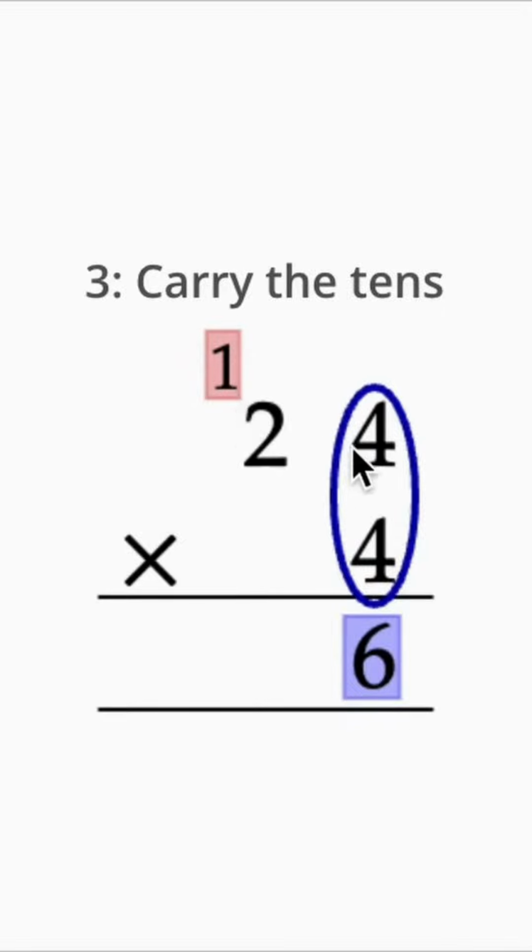You do exactly the same here. So 4 times 4 is 16. The 6 from the ones column goes underneath in the answer line, and the 1 from the tens column, you carry it over to the next column along.